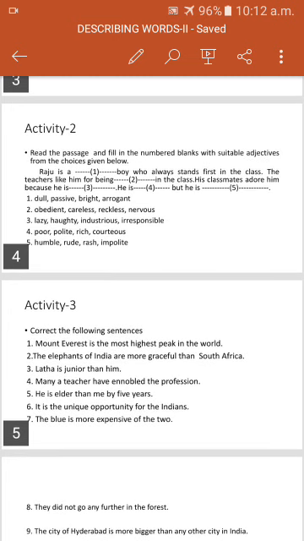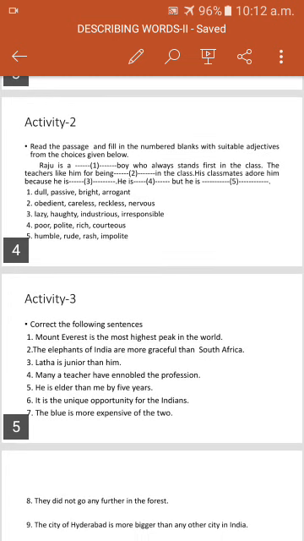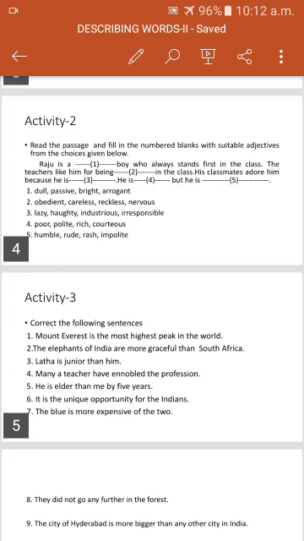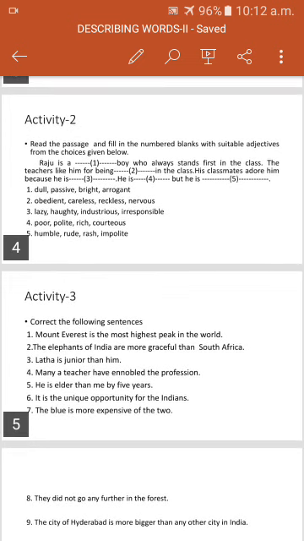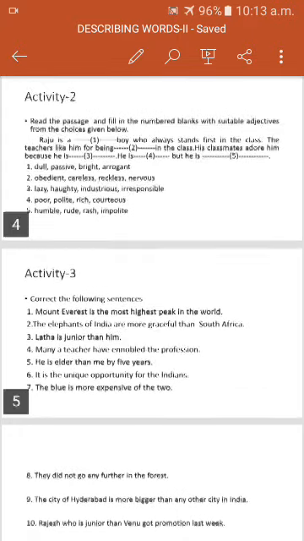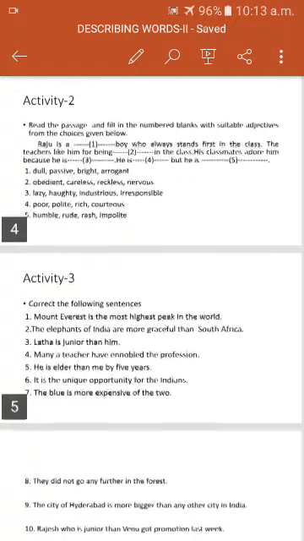Activity 2. Read the passage and fill in the numbered blanks with appropriate adjectives from the choices given below. At the end of the passage, some adjectives are given. For the first blank, 4 adjectives are given. You have to select one adjective and fill the blank. That is the task. So let us read the passage.